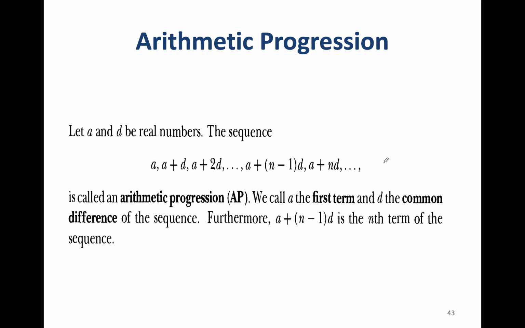Progression. Let's suppose we have A and D as real numbers, and we have the sequence A, A plus D, A plus 2D, A plus (n minus 1) D, and so on. We call this an arithmetic progression, AP, where A is the first term and D is the common difference, and we use the nth term to find any term in the sequence.